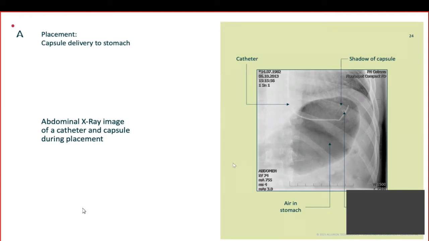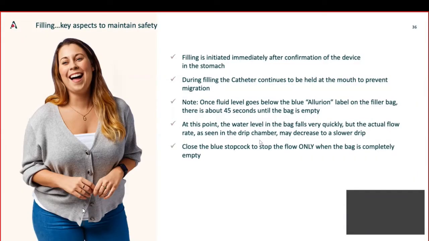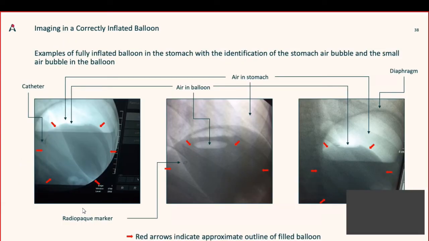Once we confirm the position, we start filling the balloon. It is around 550 ml. It takes around 2 to 3 minutes to fill the entire balloon. The patient also starts having a feeling of fullness and some sort of cold feeling inside the stomach. Once filling is completed, we withdraw the catheter, and once again we confirm the position.